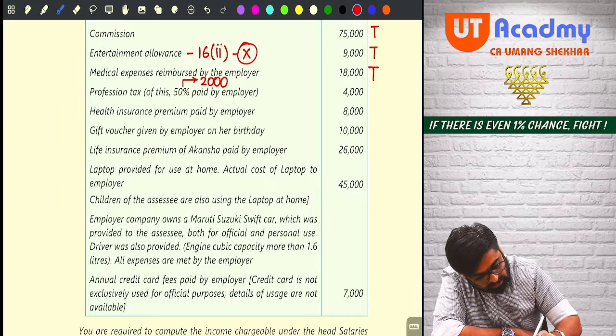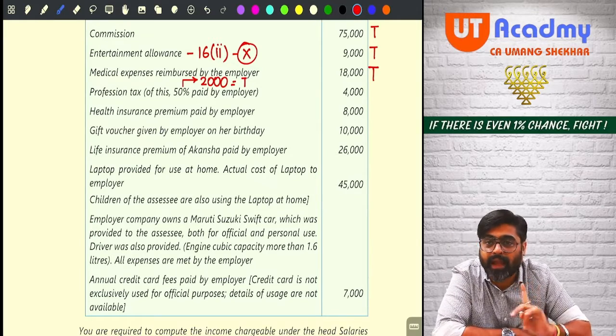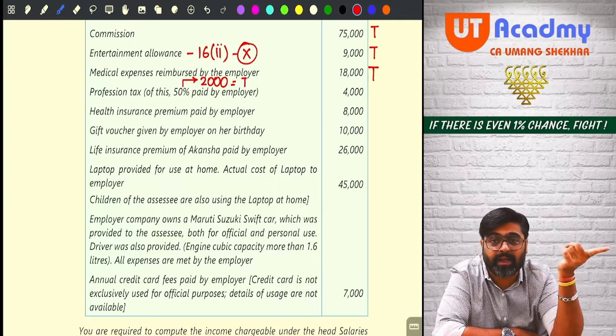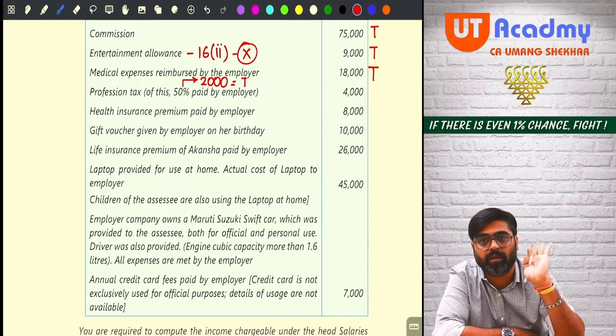So first of all, this 2,000 will be T for taxable. Entire 4,000 is not taxable because entire 4,000 is not paid by the employer. Only 2,000 is paid by the employer. That 2,000 will be taxable.